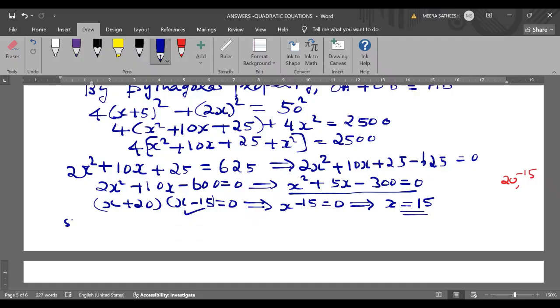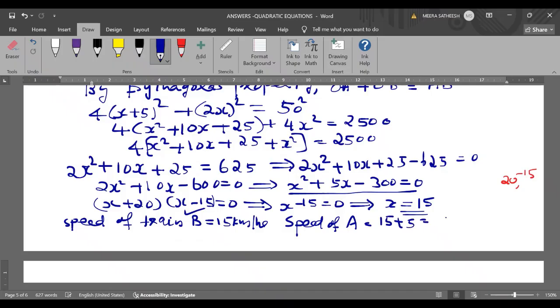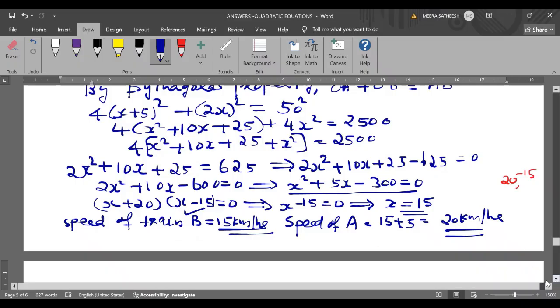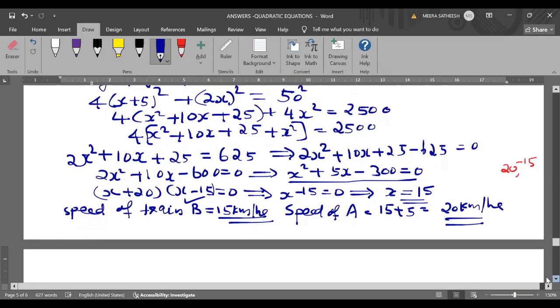So speed of train B, which we have taken as x, is 15 kilometer per hour. And speed of A, which is x plus 5, right? So 15 plus 5, 20 kilometer per hour. That's all. Moving on to next question.